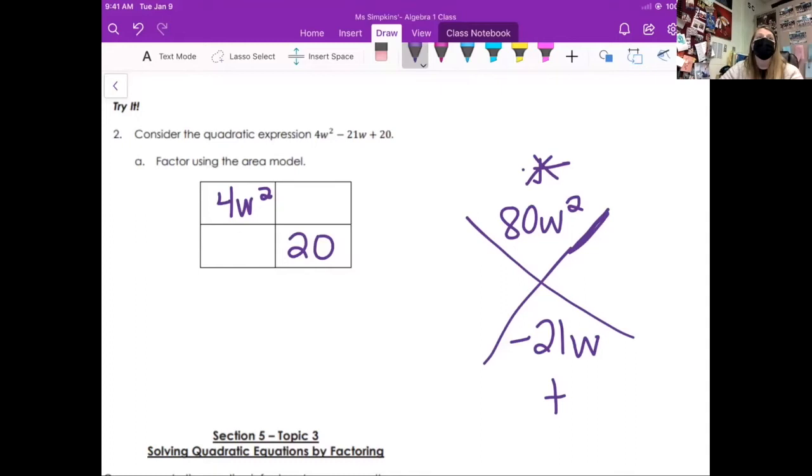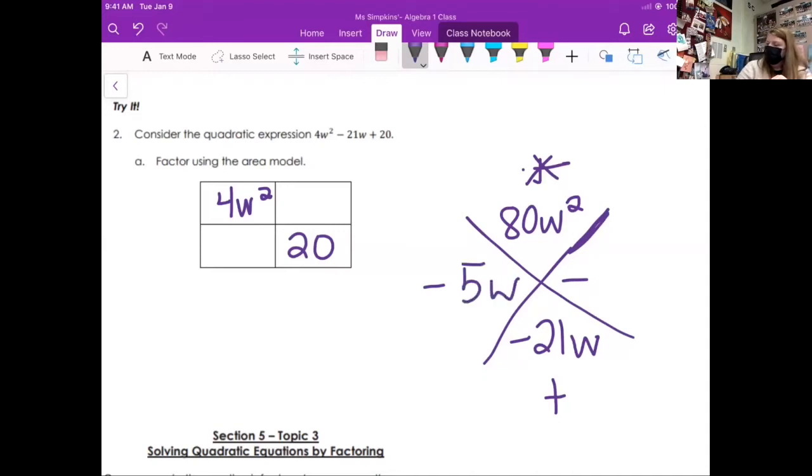If we're multiplying to get a positive and adding to get a negative, both have to be negative. So, right, who thinks they have them? What you got, Addison?